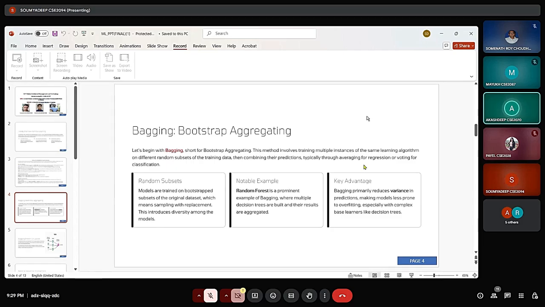A notable example is random forest, where multiple decision trees are built and results are aggregated. And the key advantage is that it reduces variance in predictions, making models less prone to overfitting, especially with complex base learners like decision trees.